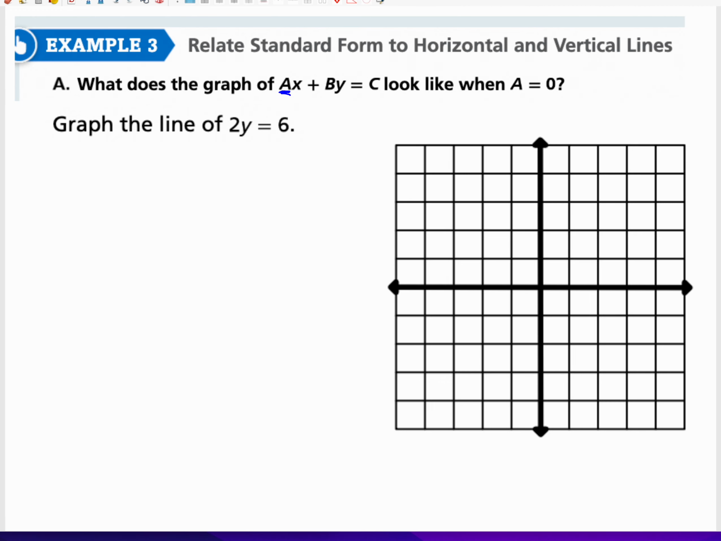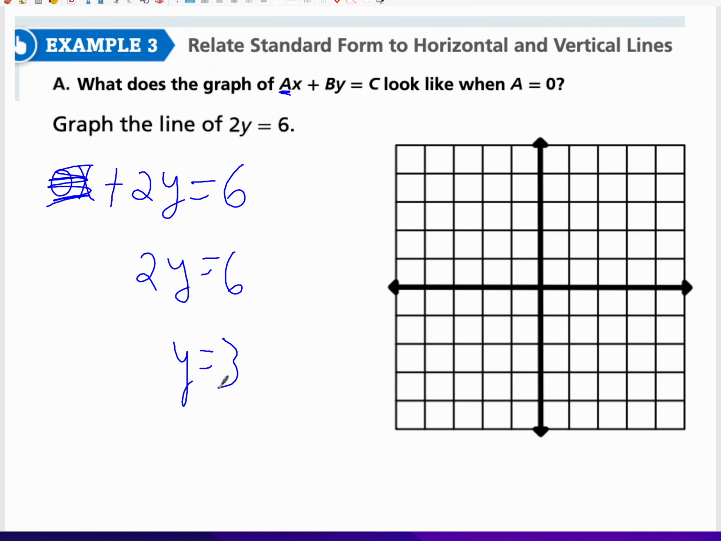So the x value goes away. That means y equals 3. Think of it this way: if I had 0x plus 2y equals 6, what happens to the 0x? It's gone. X is irrelevant. Then you would have 2y equals 6, which means y equals 3. So x can be literally anything, but y has to be 3.